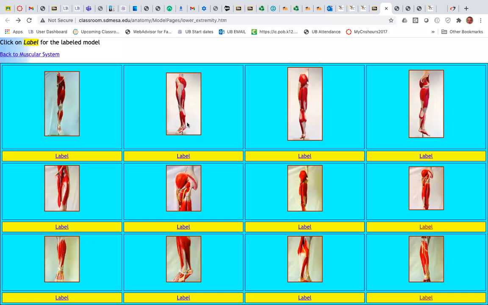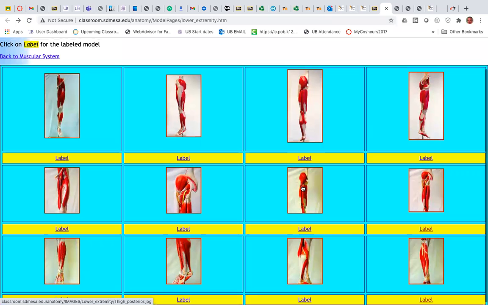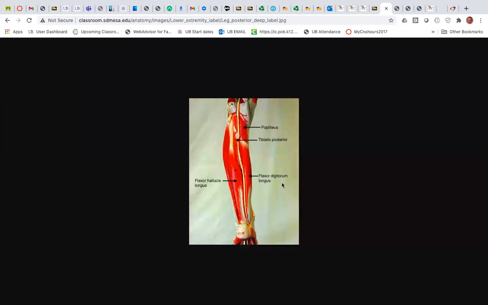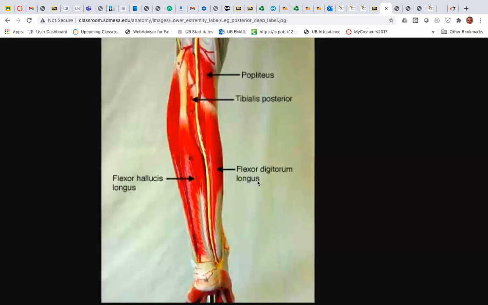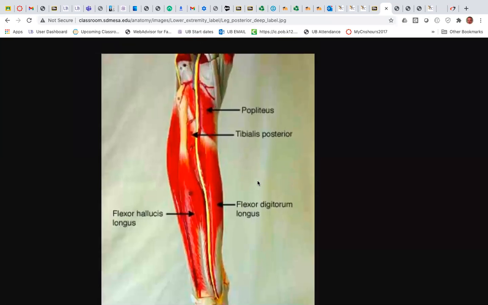Let's see if there's another one that we need to look at. Yes. Okay, let's look at this one here. All right, so let me explain what we're looking at here. This is the posterior view of the leg. And what was done here is that all the superficial muscles were dissected away. So the gastrocnemius and the soleus were removed, and so was the plantaris. So these are the deep muscles of the posterior compartment.